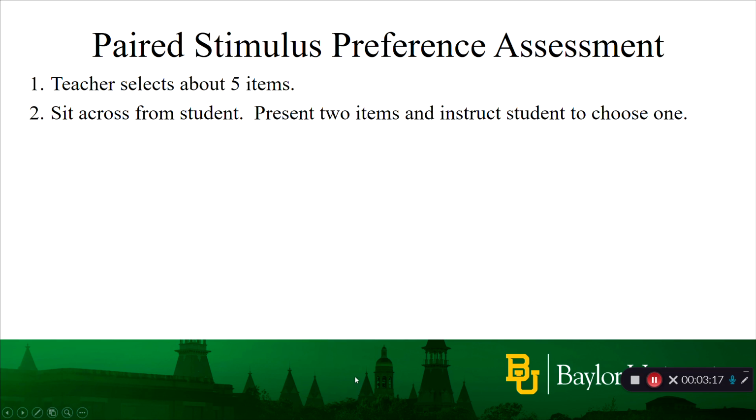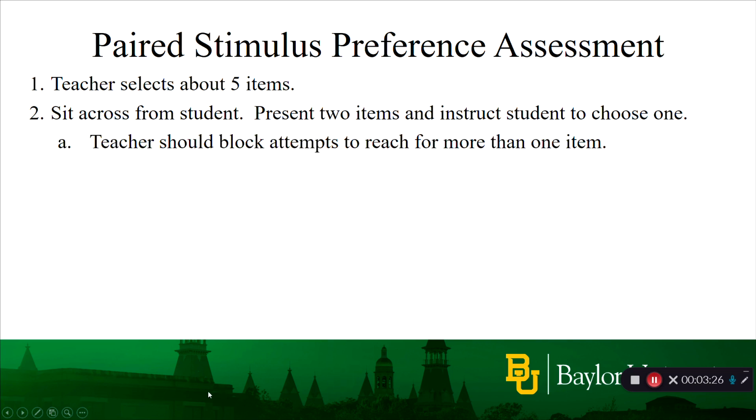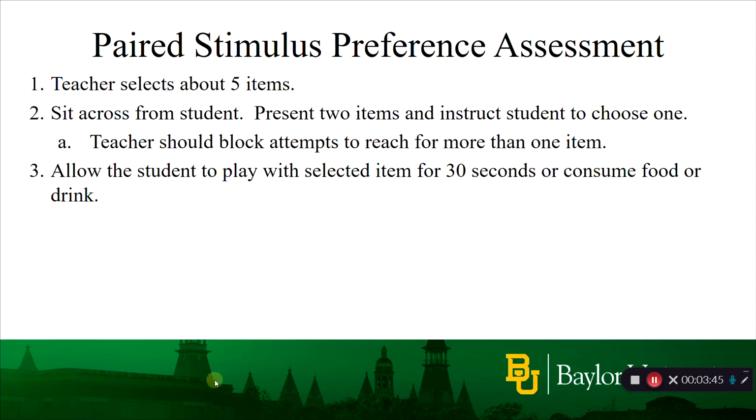You're going to sit across the table from the student. You're going to present 2 items at once and instruct your student to choose one of those items. Of course, if your student tries to reach for more than one item at once, block them. If you're not successful at blocking before they're able to reach and grasp 2 items, simply remove the 2 items from their grasp, place them back where they started, and remind the student to choose only one.